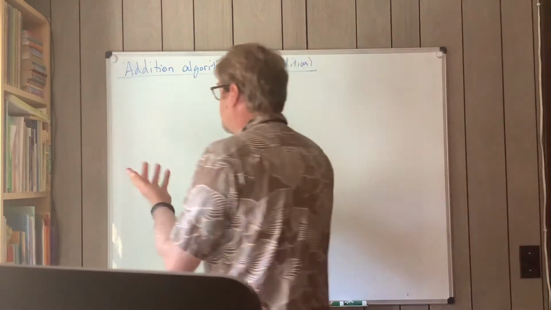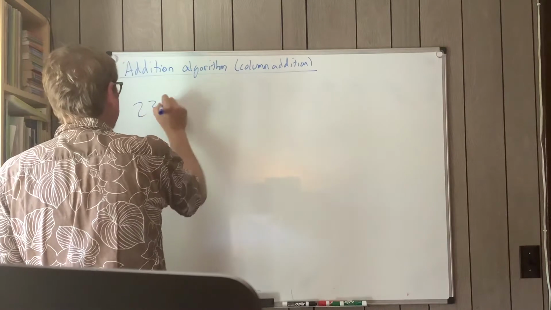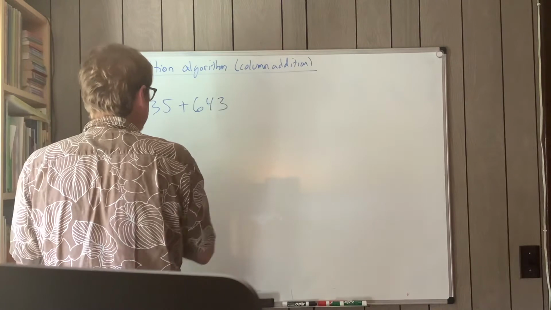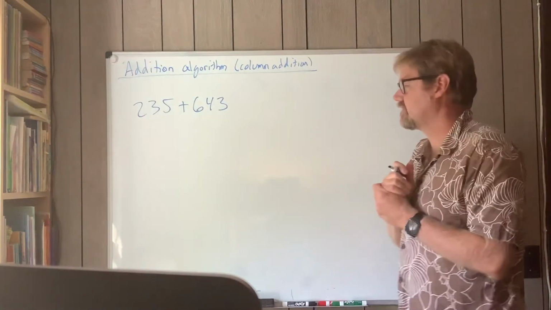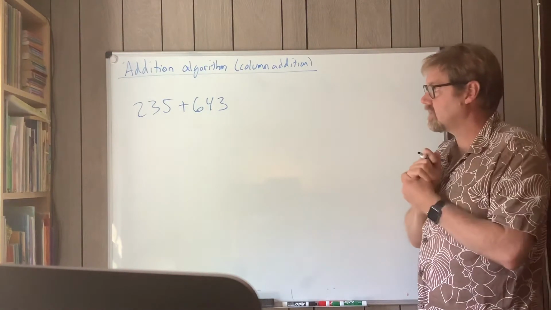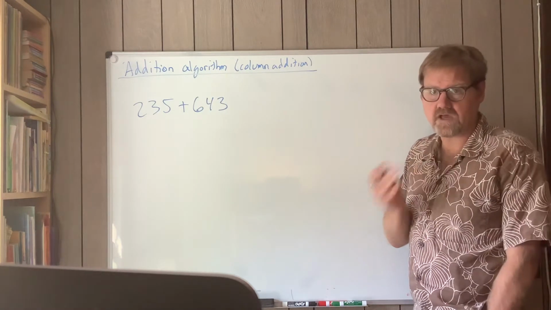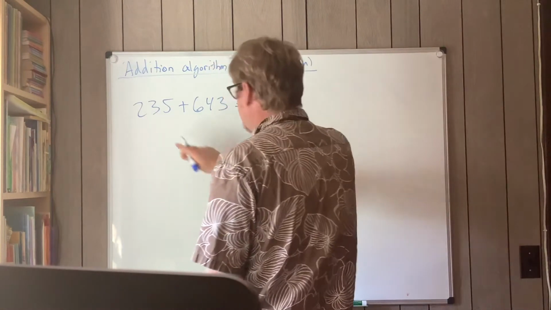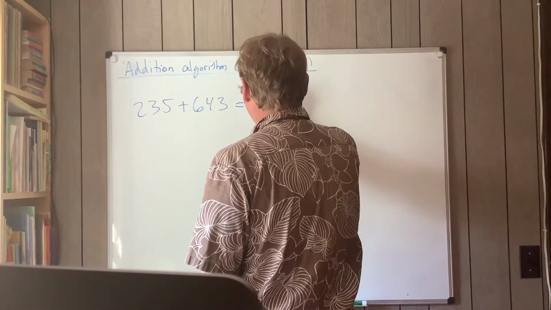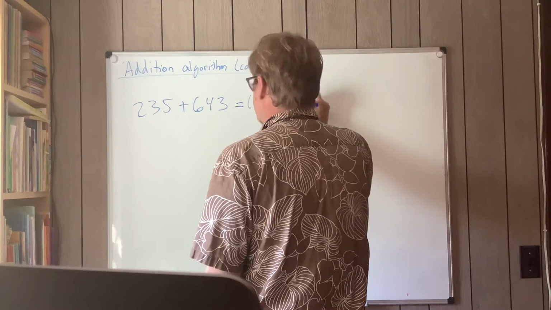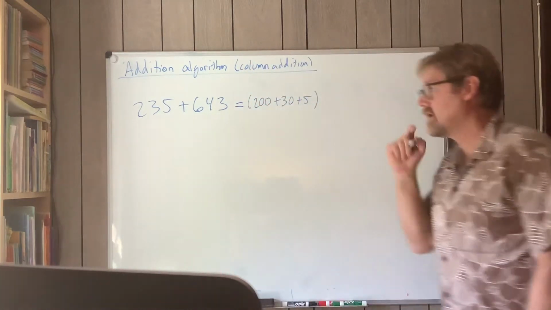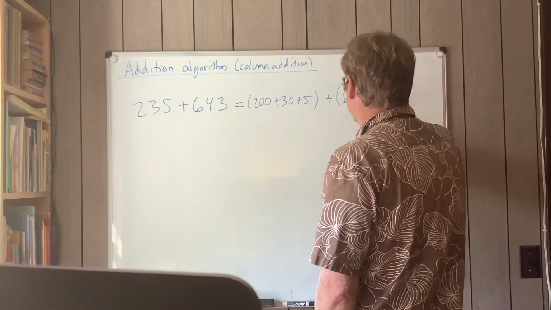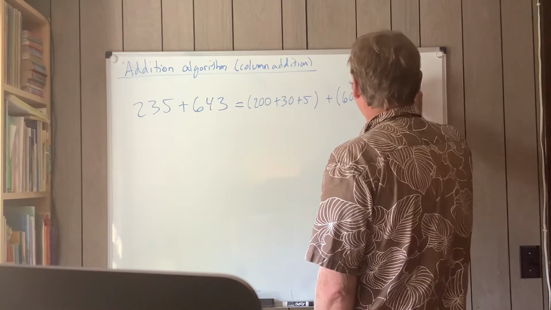So let me just start off. Let me do 235 plus 643. The first thing about this is we've got to remember a little bit about place value. What we mean by that is 200 plus 30 plus 5. That's what that first number means. And then I have 600 plus 40 plus 3.